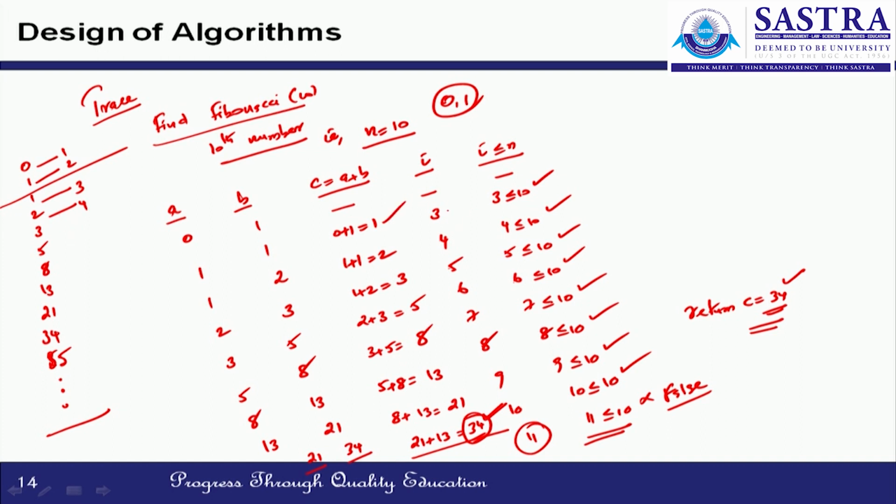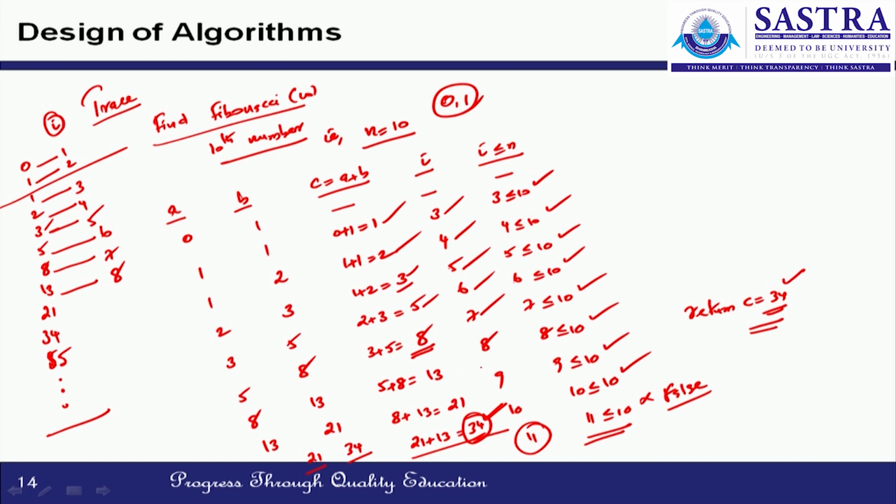When i becomes 4, the fourth number is 2. Then when i becomes 5, the fifth number is 3. When i becomes 6, the sixth number is 5. When i becomes 7, the seventh number is 8.